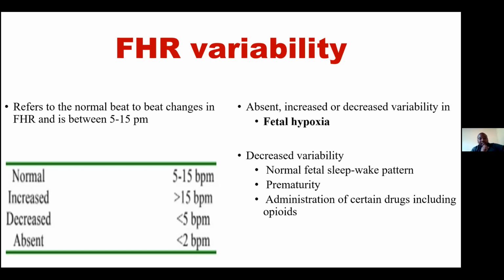If there is a decrease in variability, the fetus may be sleeping, or may be premature, or may be receiving some opioids. For example, when a pregnant patient is on a mechanical ventilator and we are using opioids, we expect decreased variability. Other things are a signal of fetal hypoxia if the variability is decreased, absent, or increased in an abnormal way. Next, please.